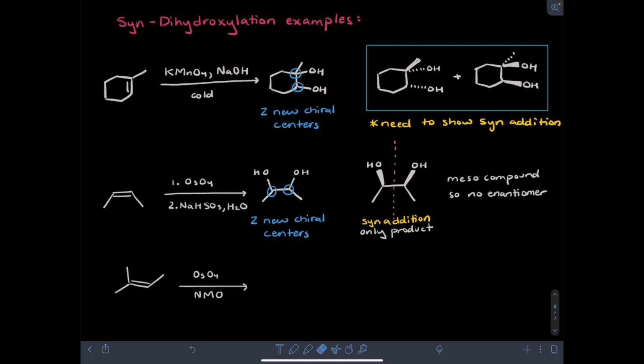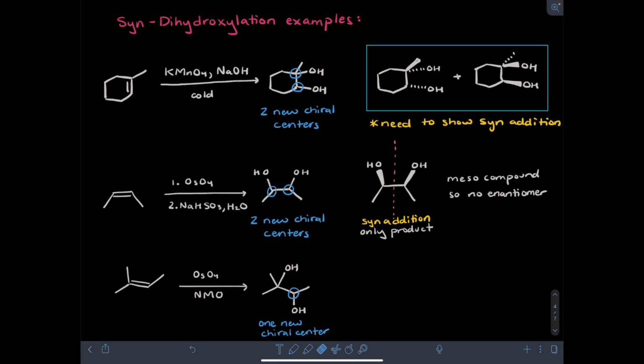Last, let's consider a tri-substituted alkene being treated with catalytic amounts of osmium tetroxide with NMO present. First, without worrying about stereochemistry, I would add a new OH group to each carbon of the original alkene. Then I would identify that only 1 new chiral center has formed in this case.